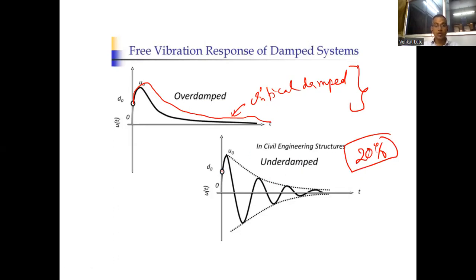Okay. So the response will be something like this. Slowly it is coming down. If you pick the points of the peaks and plot them, it is an exponential decay plot. This exponential decay is called logarithmic decay. So this is the response of the damped system.